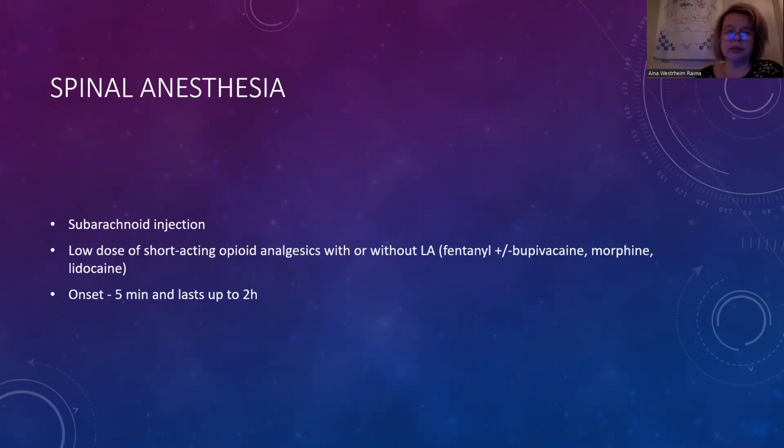Spinal anesthesia is performed with a subarachnoid injection, and it is given as a low-dose, short-acting opioid analgesic with or without a local anesthetic. The onset of the effect is about 5 minutes, and it lasts up to 2 hours.